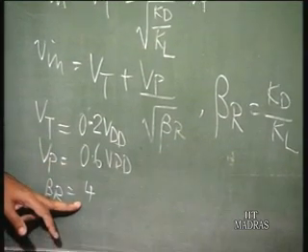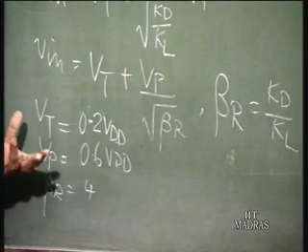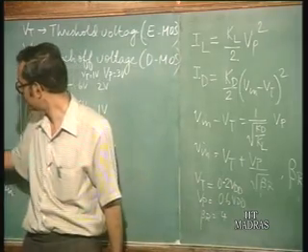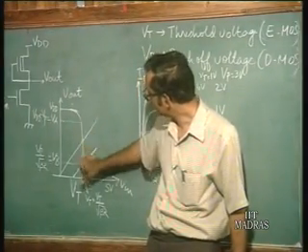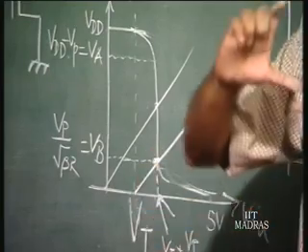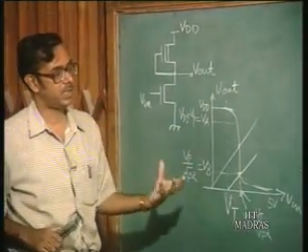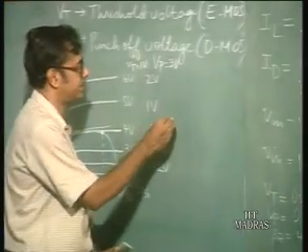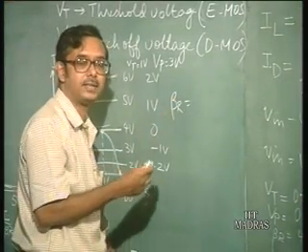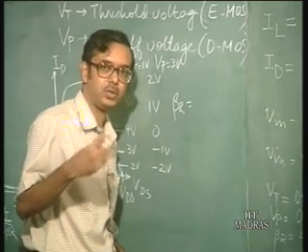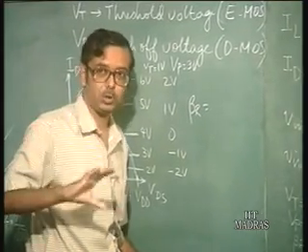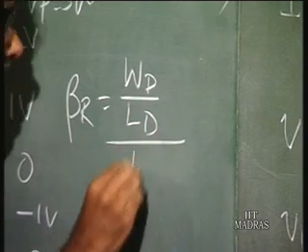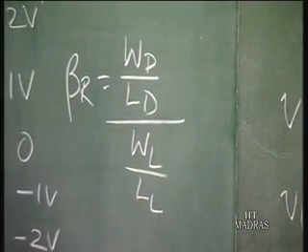Here beta R is taken as 4. You can have beta R at a higher value, in which case the large gain region in the characteristics can be increased. But what is beta R? Beta R is equal to KD by KL. We have already said that you adjust KD by KL by controlling the W by L ratios of the transistors. So you have WD by LD and WL by LL for the two transistors.